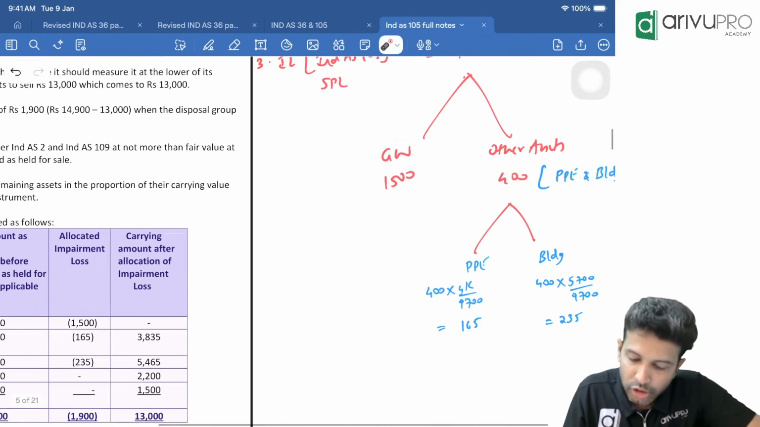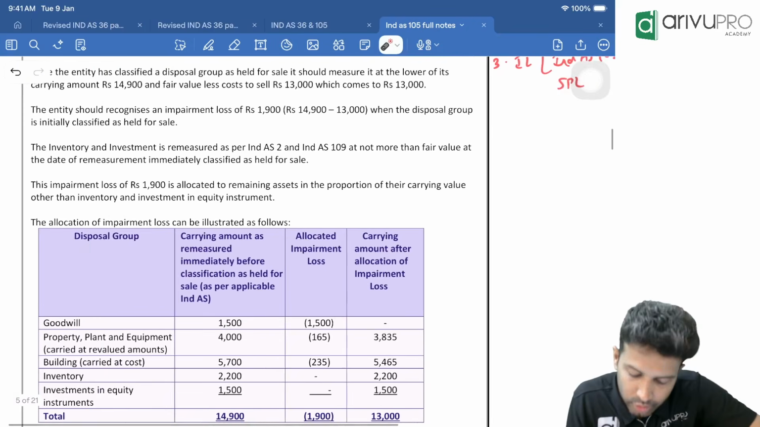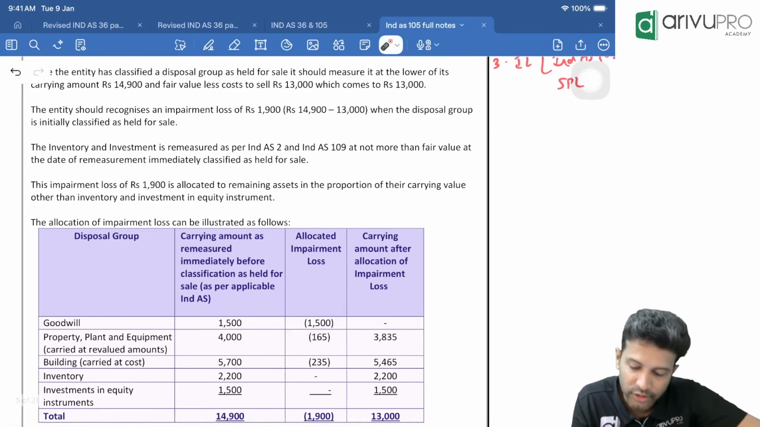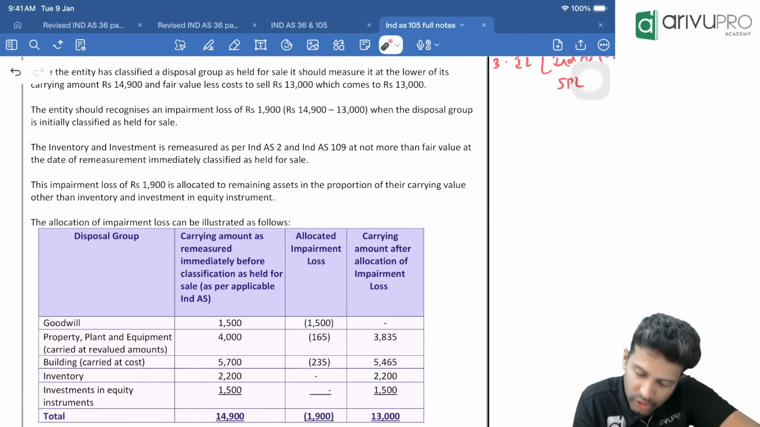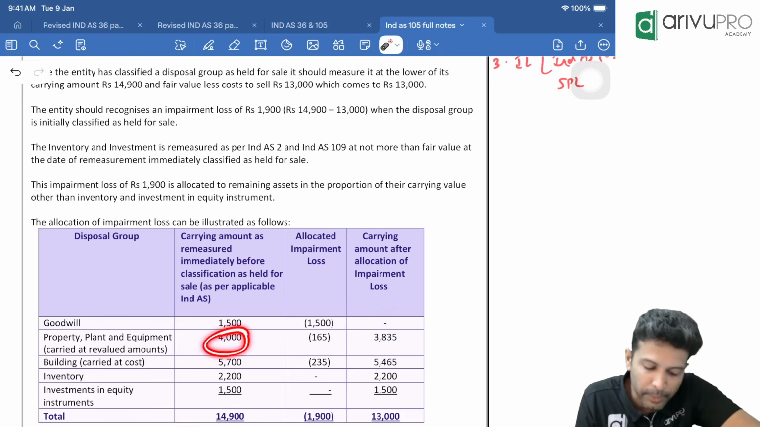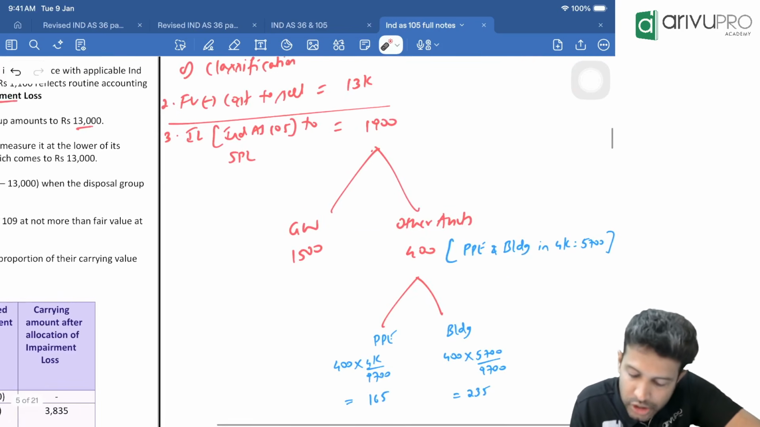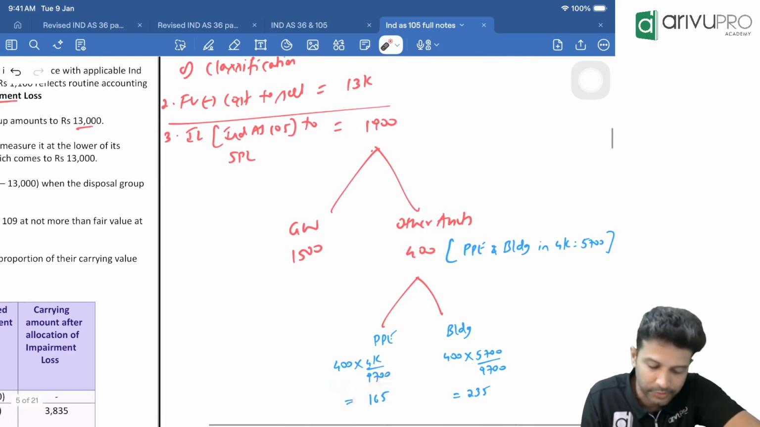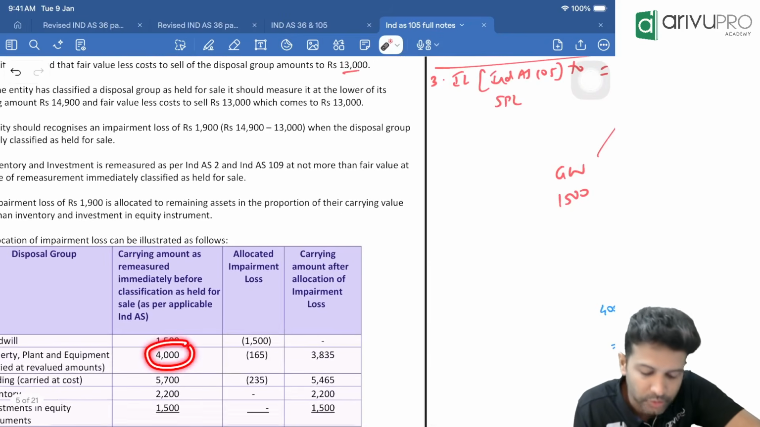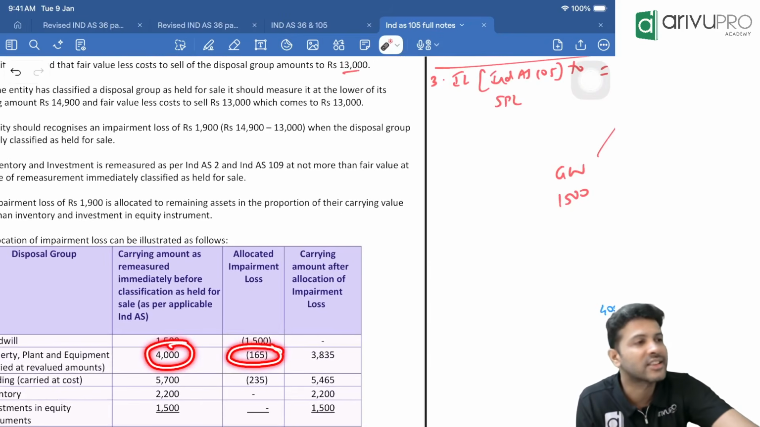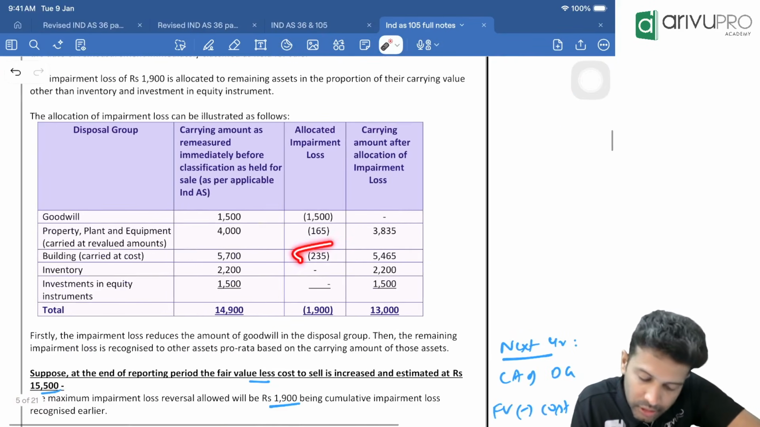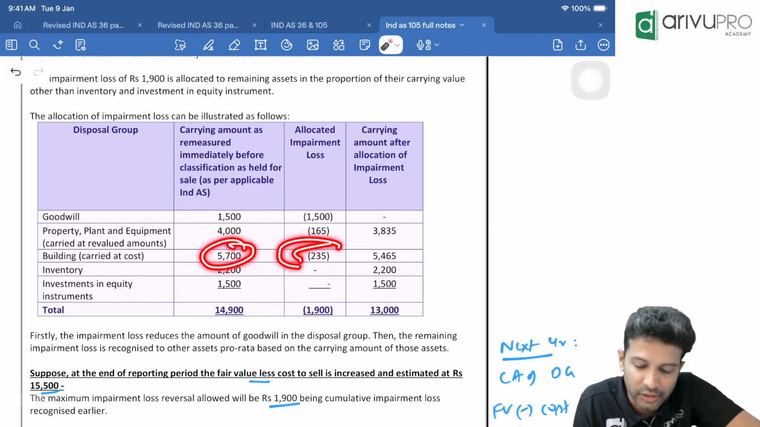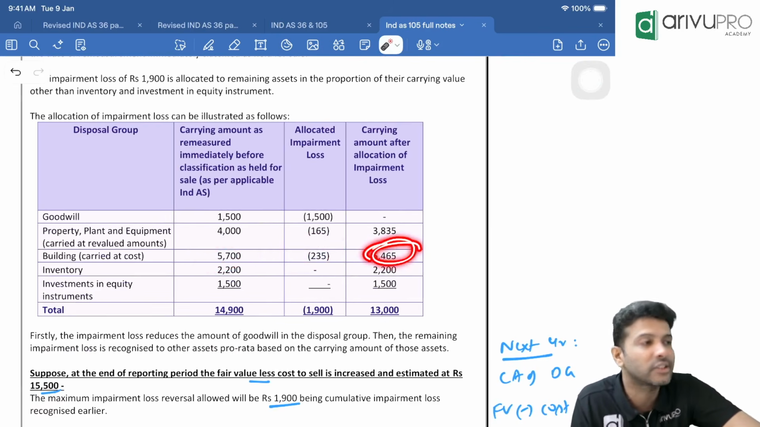How much impairment loss did you book in goodwill? 1500. So goodwill will reduce by 1500, and the revised carrying amount will become 0. After impairment loss, carrying amount will reduce, so goodwill becomes 0. For PPE, how much impairment loss did you assign? 165. Before impairment loss it was 4000. You assigned 165 impairment loss, so the carrying amount will become 3835. For building, you assigned 235 impairment loss. Before impairment loss, this number; after impairment loss, it will reduce.